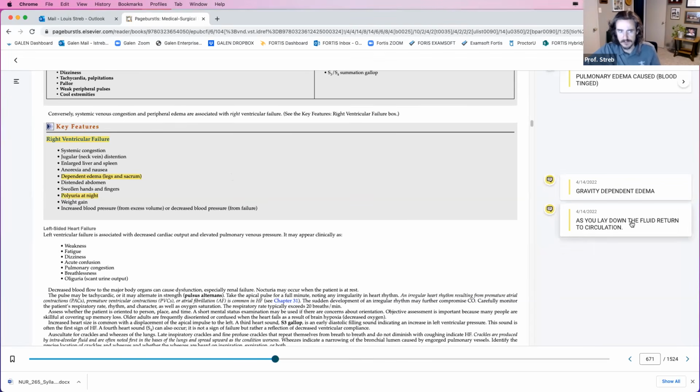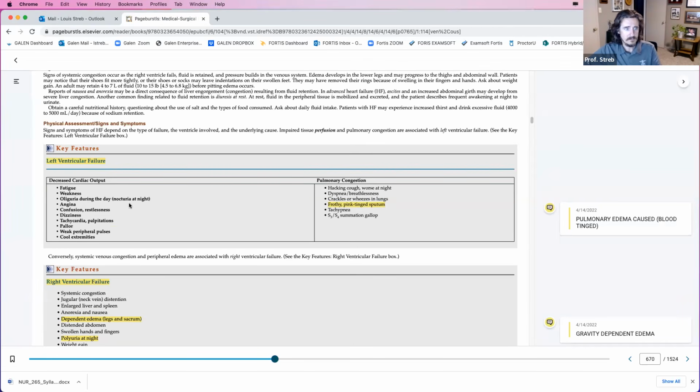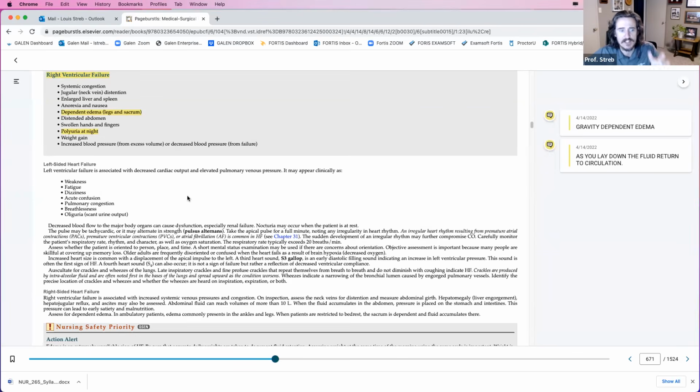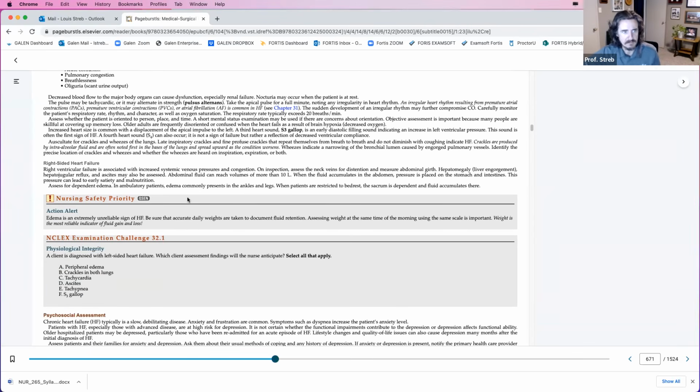As you lay down, fluid returns to circulation. This is what happens. Polyuria at night. Say oliguria at night, right? So nocturia at night. There's all kinds of things going on. It's interesting to think about the concepts, and that's where you have to be.